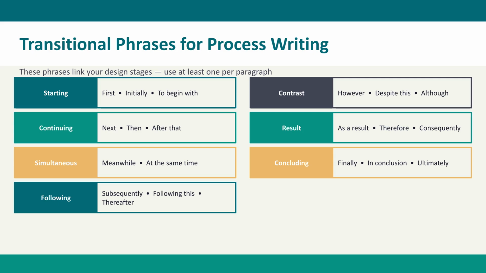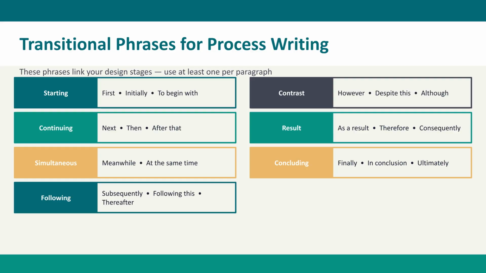Simultaneous. Meanwhile, at the same time. Use these when 2 things were happening in parallel. "Meanwhile, material samples were collected and tested for durability." Following, subsequently. Following this, thereafter. These are slightly more formal, ideal for academic writing. "Subsequently, the design was rendered in full detail using marker techniques and digital tools."